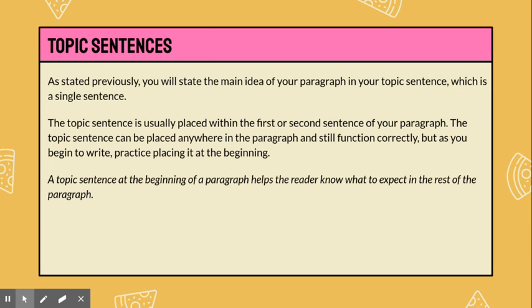As stated previously, you will state the main idea of your paragraph in your topic sentence, which is a single sentence. The topic sentence is usually placed within the first or second sentence of your paragraph. The topic sentence can be placed anywhere in the paragraph and still function correctly, but as you begin to write, practice placing it at the beginning. The topic sentence at the beginning of a paragraph helps the reader know what to expect in the rest of the paragraph.